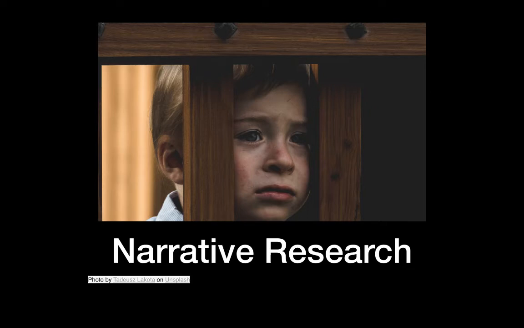And so you can see this very sad picture of a boy looking through a fence maybe or something like that. It's a very sad picture, and it evokes this idea that this boy has a story, that there's something that has happened in his life. So narrative research is all about that. It's about gathering stories, collecting information about people's stories, usually through interviews, and then putting those in a chronological order to tell that person's story.